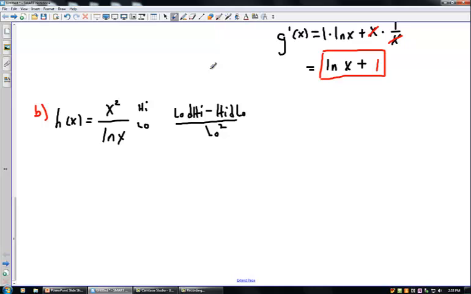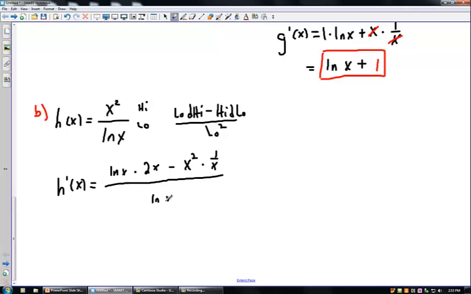Alright, so to find this, h prime of x is equal to my low function, which is ln of x, times the derivative of my high function, which is x squared. The derivative of x squared is 2x. Minus my high function, which is x squared, times the derivative of my low function. So this is, again, the new rule: the derivative of ln of x is 1 over x. And this is all divided by low squared.